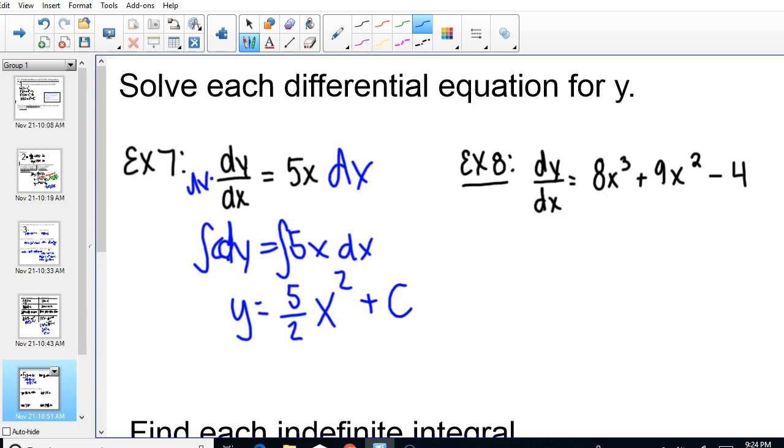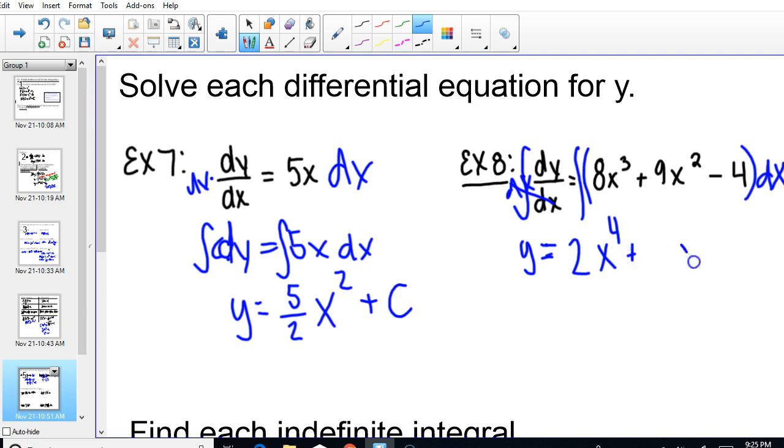So if we look at example 8, we would multiply both sides by dx, and then that would cancel our dx's over here, so we could integrate both sides. On the left-hand side, we would just get a y. On the right-hand side, we would have x to the 4th. We'd do 8 divided by 4, which would give us 2. Plus, we'd have x to the 3rd. We would do 9 divided by 3, which would give us 3. And then we would have minus 4x plus c. Okay?